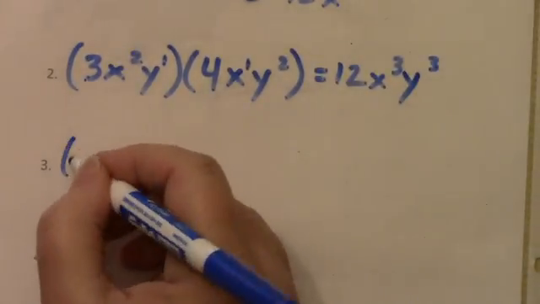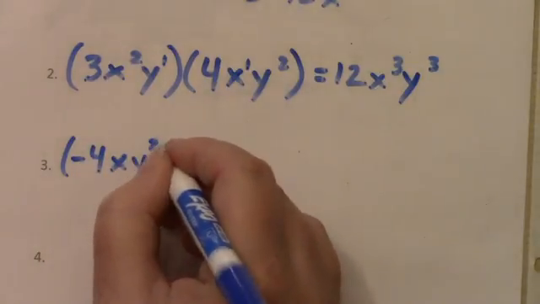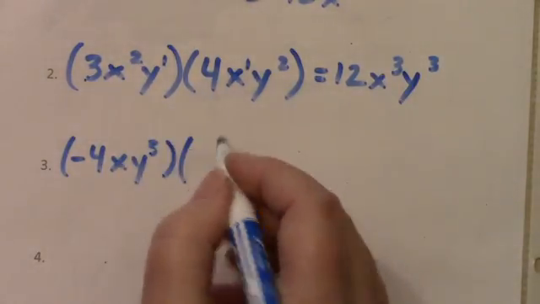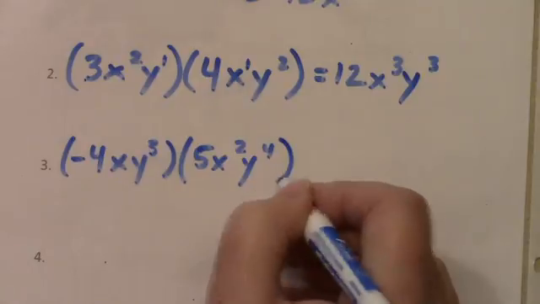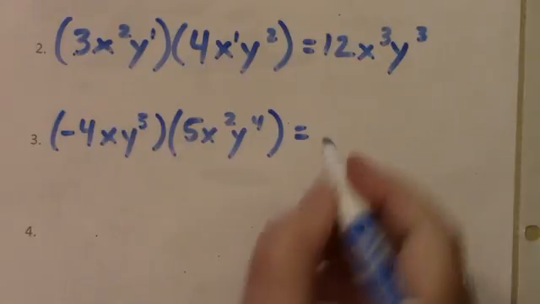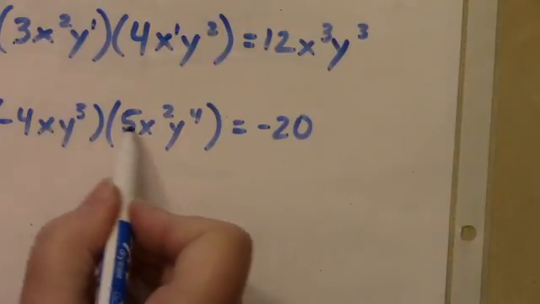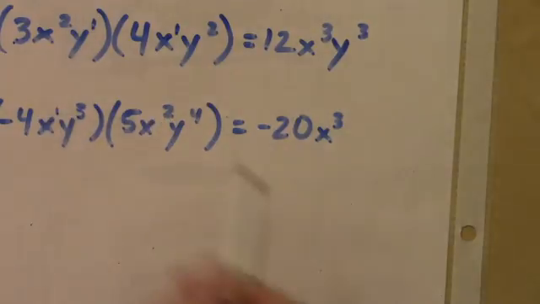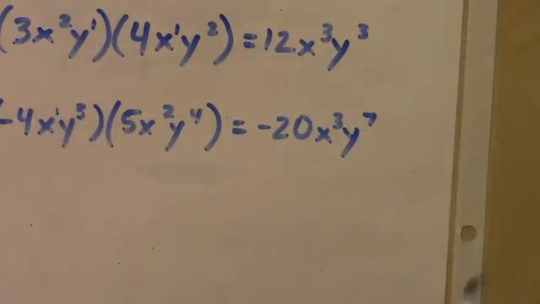So let's try negative 4xy squared. No, let's make it cubed. Times 5x squared y to the 4th. Coefficients, negative 4 times 5. Negative 20. X times x squared. X, there's 3 of them. 1 plus 2 is 3. How many y's do I have? 3 plus 4, y to the 7th.